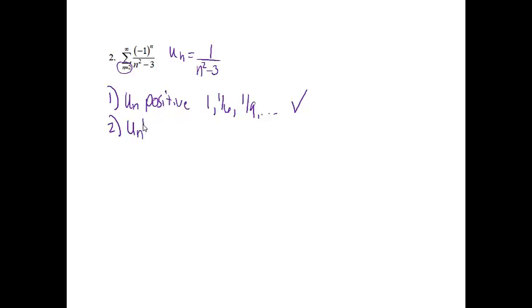Okay, the second check would be that u sub n is a decreasing function. So we want to find the derivative of u sub n. Another way to write this would be (n squared minus 3) to the negative 1. So if I took the derivative of that, I'm going to get negative 1 times (n squared minus 3) to the negative 2, and then times the derivative of n squared minus 3, which is 2n. So rewriting this, I'll get negative 2n over (n squared minus 3) squared.